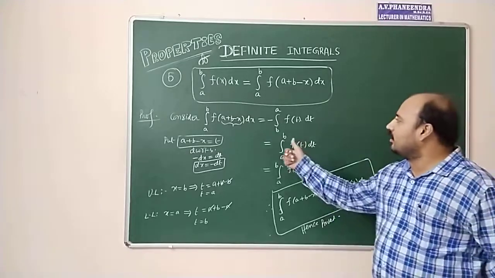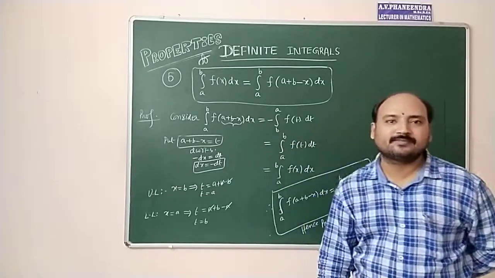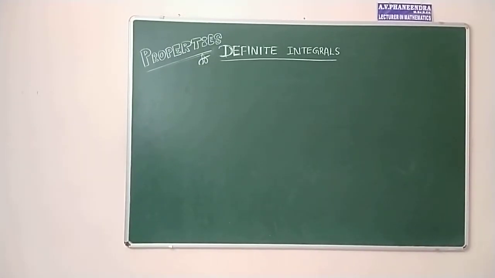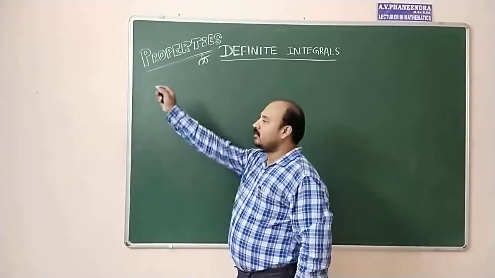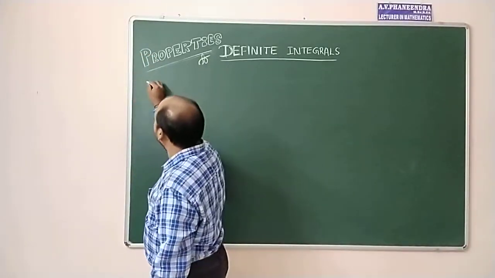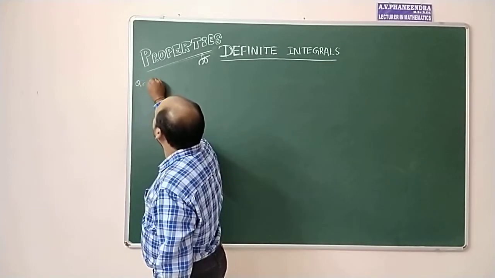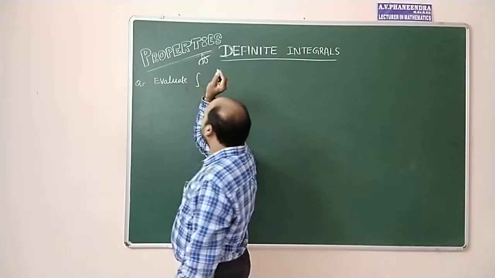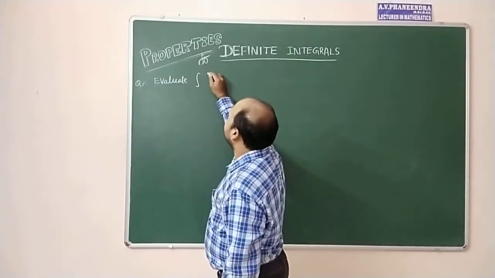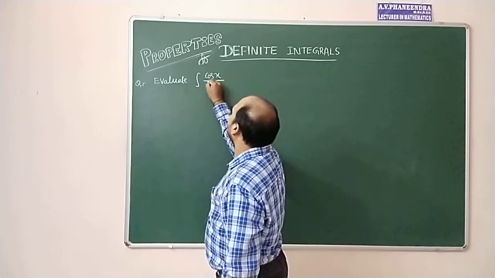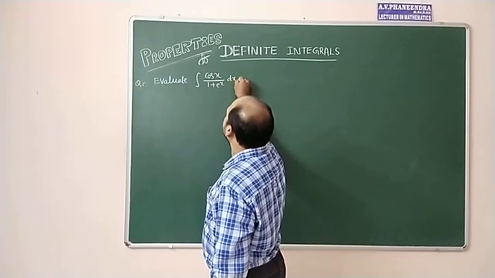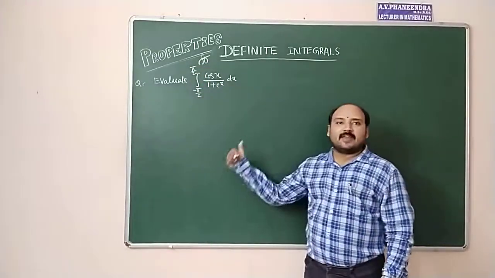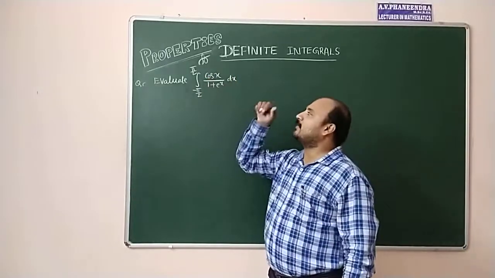Now I will give one example based on this property, dear students. The next question, an example for the previous property, that I will write here. Example: evaluate integral cos x by 1 plus e power x into dx. The limits are minus pi by 2 to pi by 2. Integral minus pi by 2 to pi by 2 cos x by 1 plus e power x into dx.